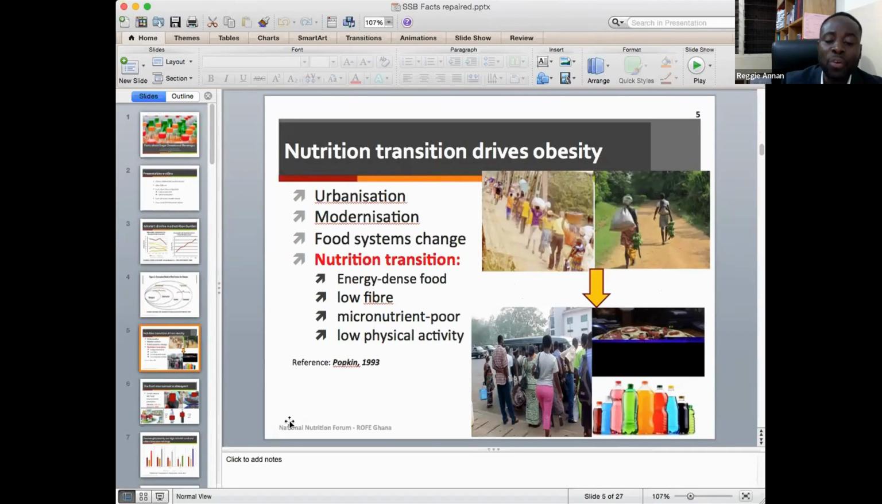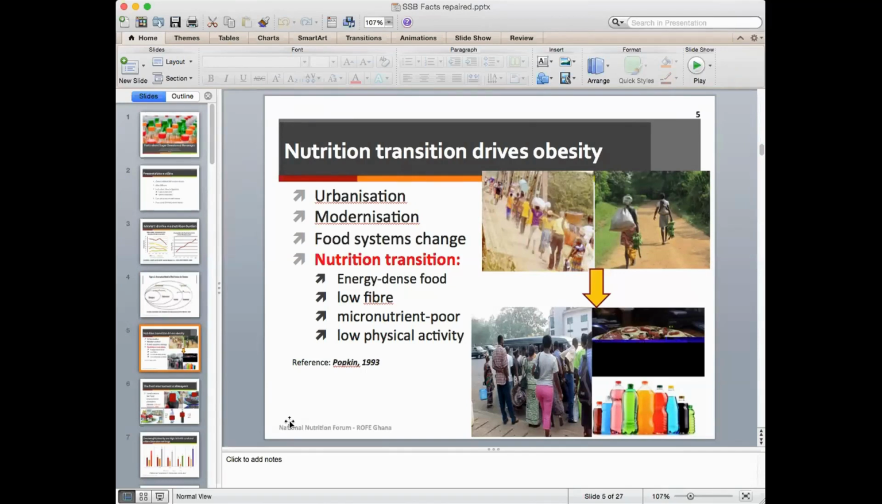And so when you look at what I've just shown with regards to the drivers of obesity and overweight in Ghana, we hear about the nutrition transition, whereby things around urbanization, modernization, changes in food systems drive the consumption of energy-dense foods that are low in fiber, micronutrient poor, coupled with low physical activity. People have increased risk for obesity, overweight, and then the prevailing NCDs that follow.